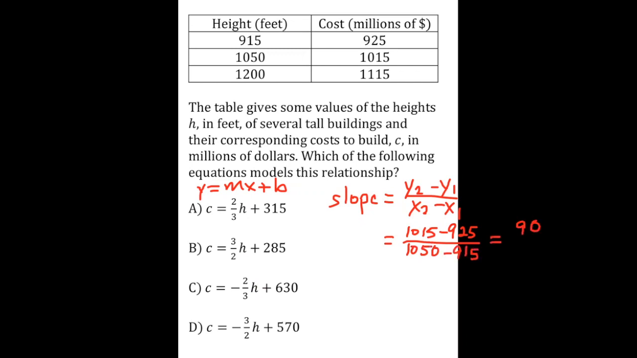And we'll end up with 90 on top, 135 on the bottom. If we plug that into our calculator, we get 0.6 repeating. It's 2/3. And it looks like A is the only one that has 2/3 as a slope. Our answer is A.